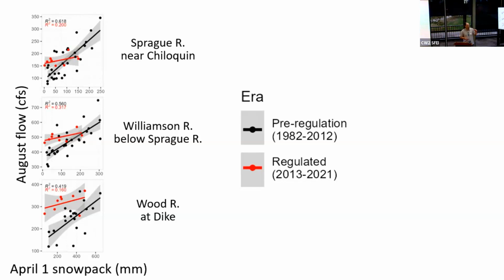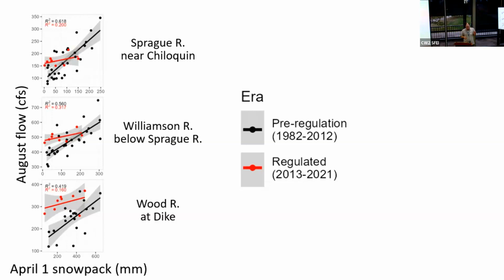Then we get into the regulated era, and the curve has flattened out, right? Even if we get a really low snowpack year, we're still having relatively high August flows in the Sprague. That's another indication of that regulation effect. We see a similar thing at the Williamson River below the Sprague, and that's probably driven mostly by the Sprague being a large tributary of the Williamson. We also see a big increase in flow at the Wood River, and it's even greater than the increase in the Sprague. It's about, maybe over or about, 100 CFS in those low snow years.